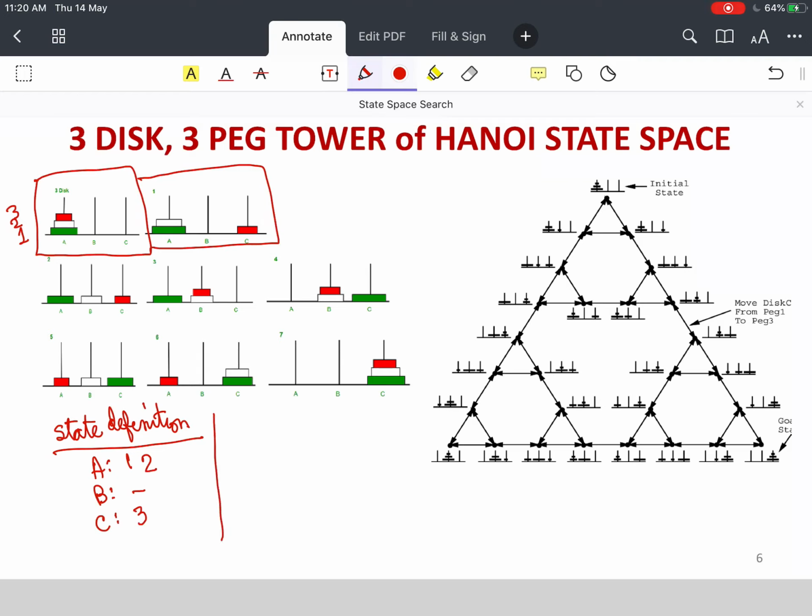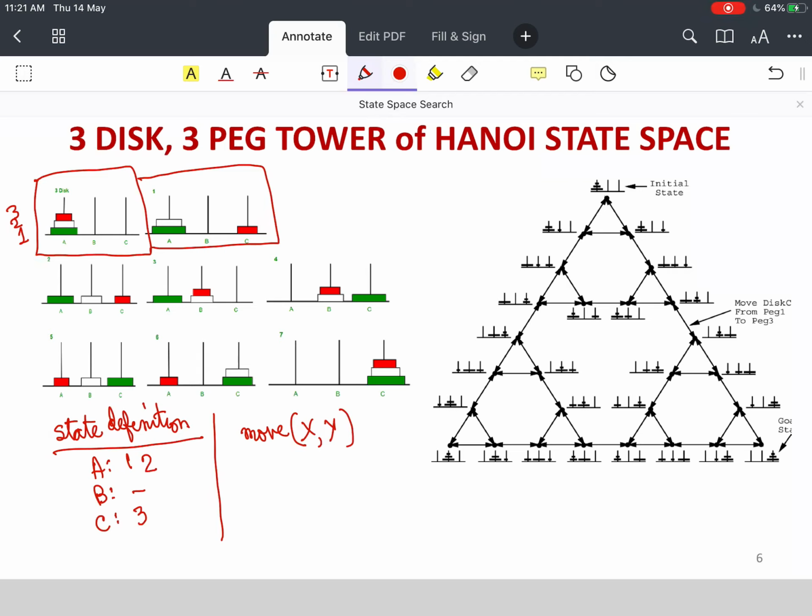And the state transformation rules are very simple. We have move from peg X to peg Y. That means the top disk will move from peg X to the top of peg Y. Now, in a state, the valid configurations are as follows. We have said that there are only 3 disks, and the valid configuration is that never can a smaller disk be below a larger disk.